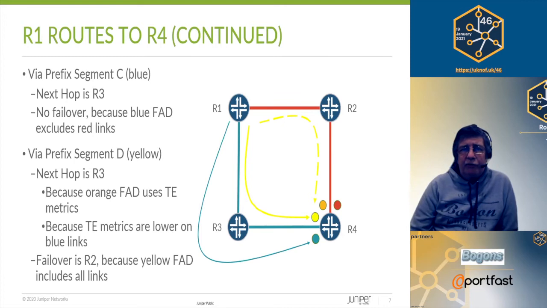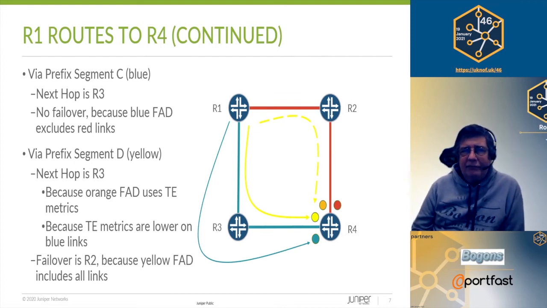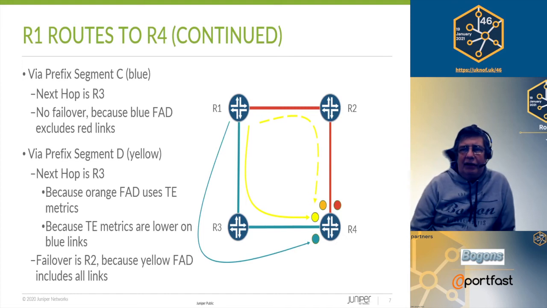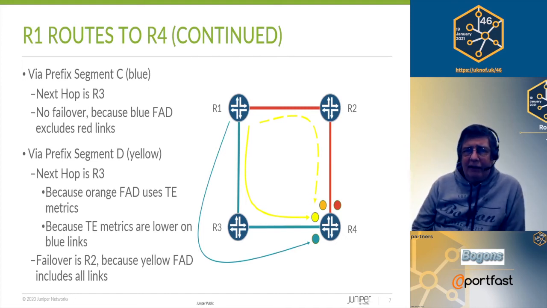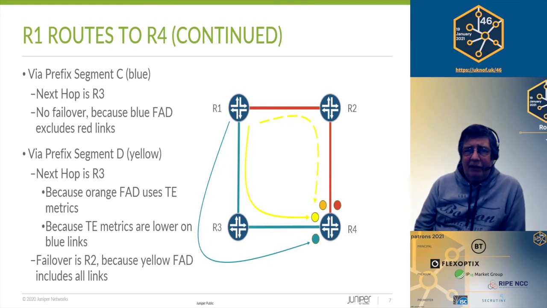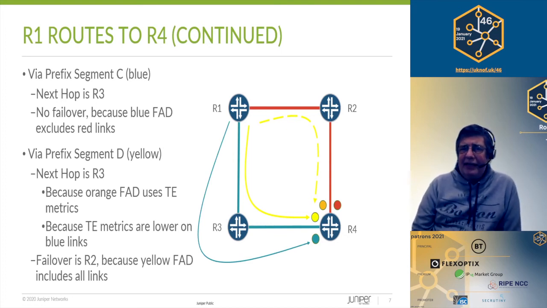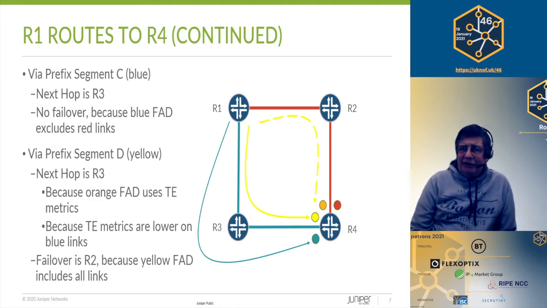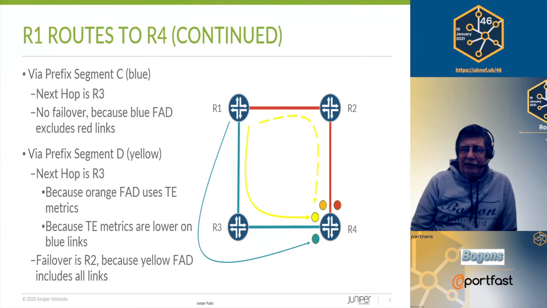Now, take a look at R1 routes to R4, the remaining 2 routes to R4. Via segment C, the blue path, the next hop is R3, and there's no failover because the blue FAD excludes red links. But to segment D, the yellow one, the next hop is R3 because the yellow FAD uses TE metrics, and because TE metrics are lower on blue links, and the failover is R2 because the yellow FAD includes all links.